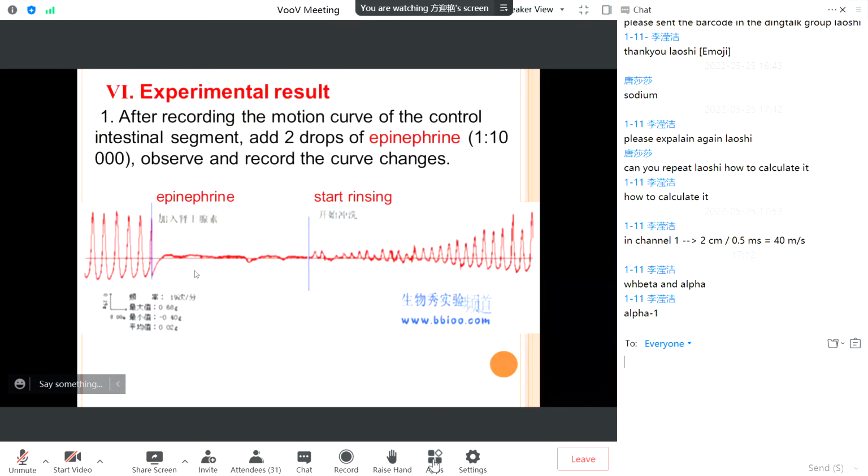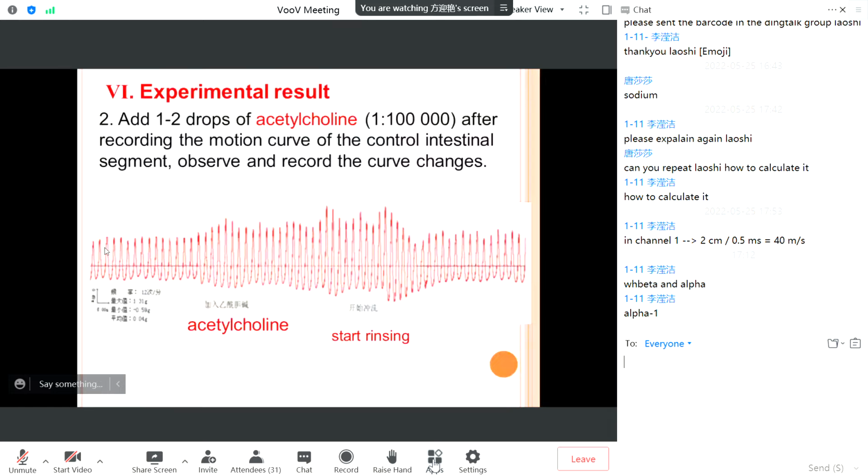Having seen this phenomenon, we should use the Tyrode's solution and start rinsing. We change to the fresh Tyrode's solution, which leads to the contraction curve recovering. The contraction curve recovered, and then we can do the next experiment.